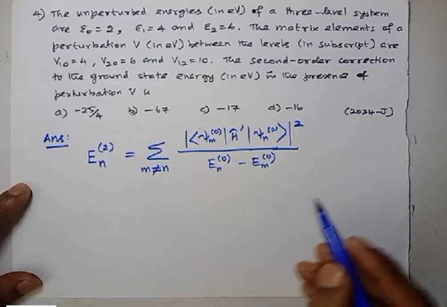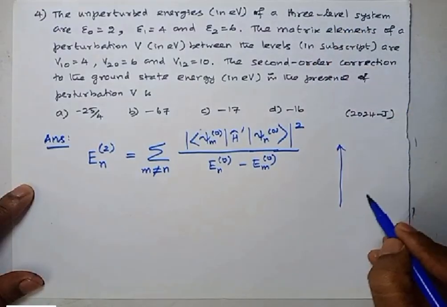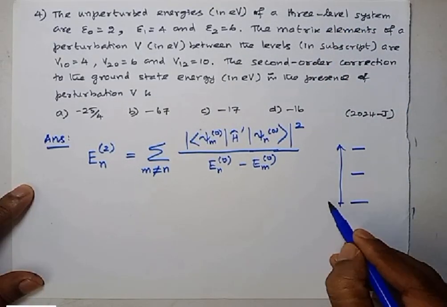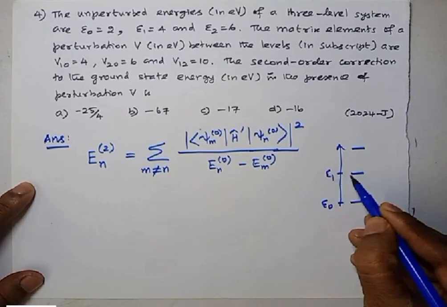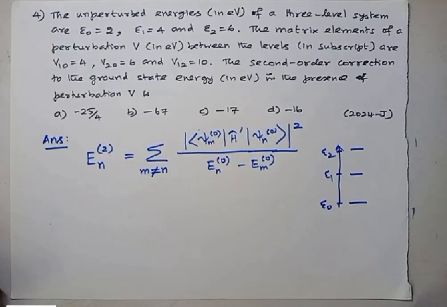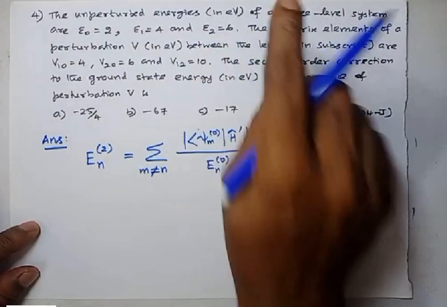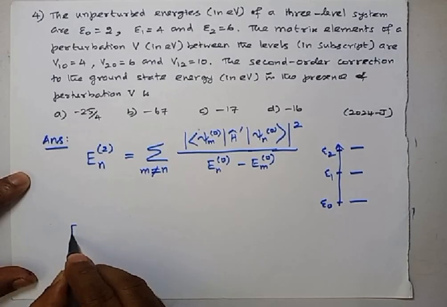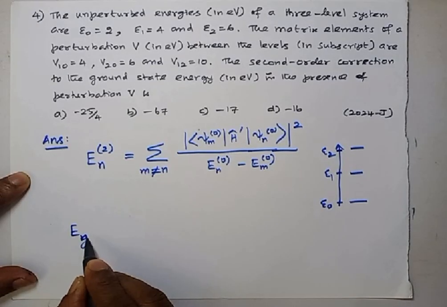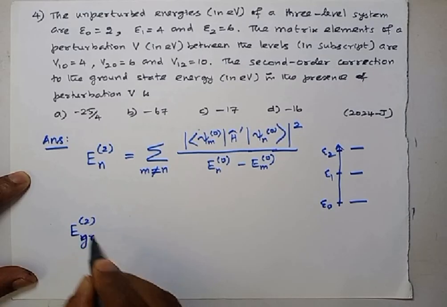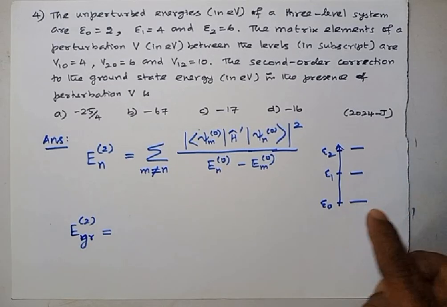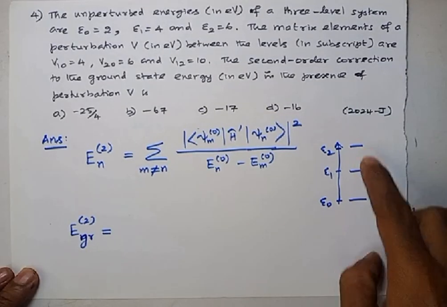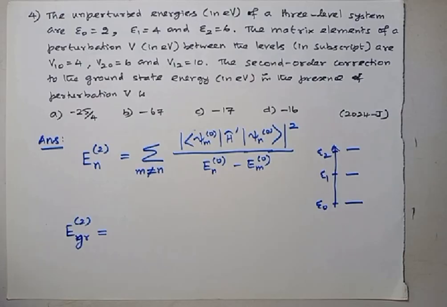But in our case, the system is a 3-level system. It's given clearly 3 levels. So this is the ground level whose energy is E naught. The next level whose energy is E1 and the higher level is E2. Okay, and energies of E0, E1, E2 are given here, right? And the question asked here is the second order correction to the ground state. So let me write that here. Second order correction to the ground state. So second order, in the place of n I'll put ground state. Okay, and here we have only 3-level system. So this is the ground state and these two are excited states.